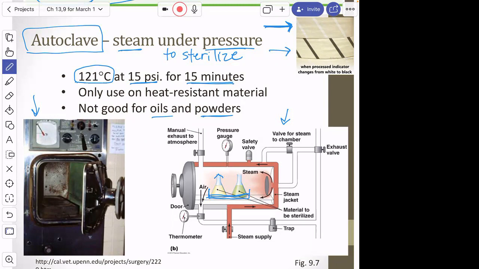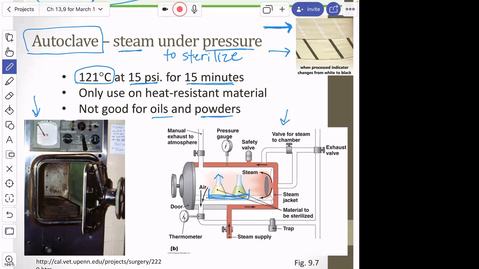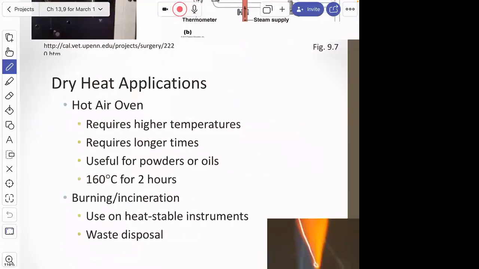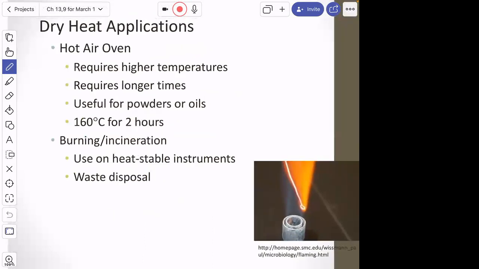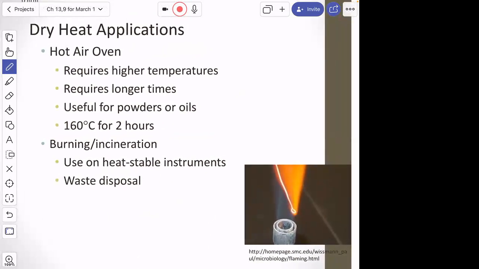They do break down from time to time and are kind of a pain in the neck. All right, so using moist heat is usually preferable because moist heat penetrates much more quickly than dry heat, but sometimes you can't get something wet, so you have to rely on some method that doesn't involve water if you want to sterilize something.